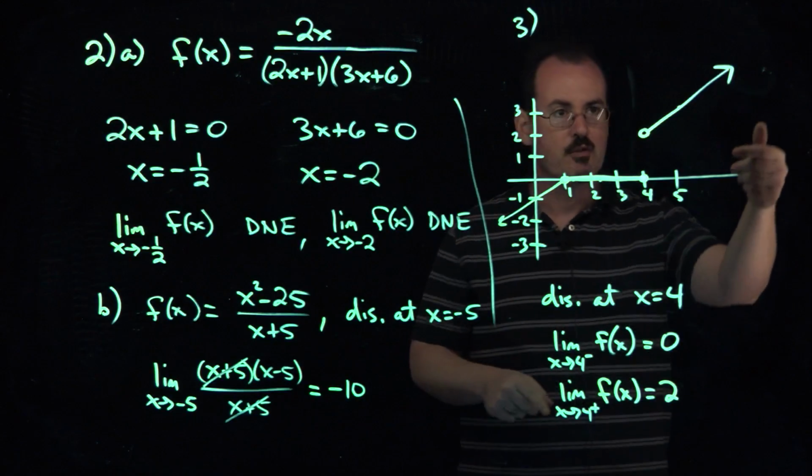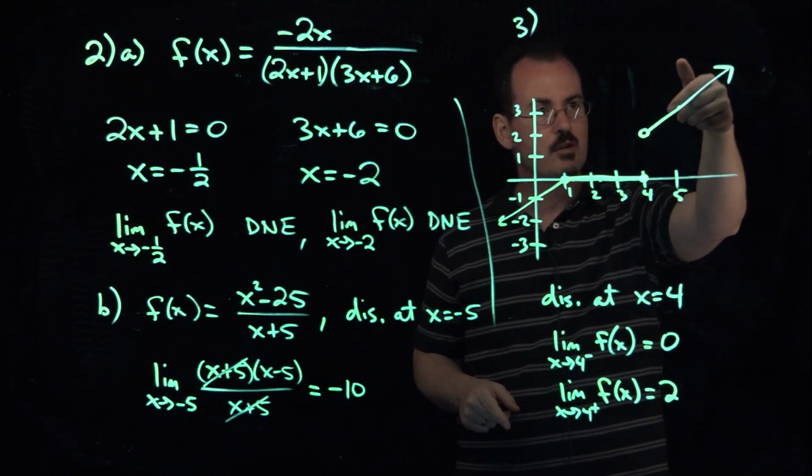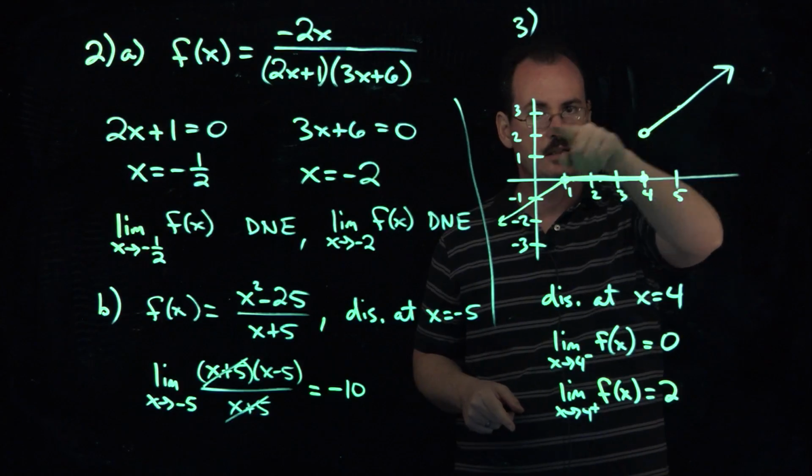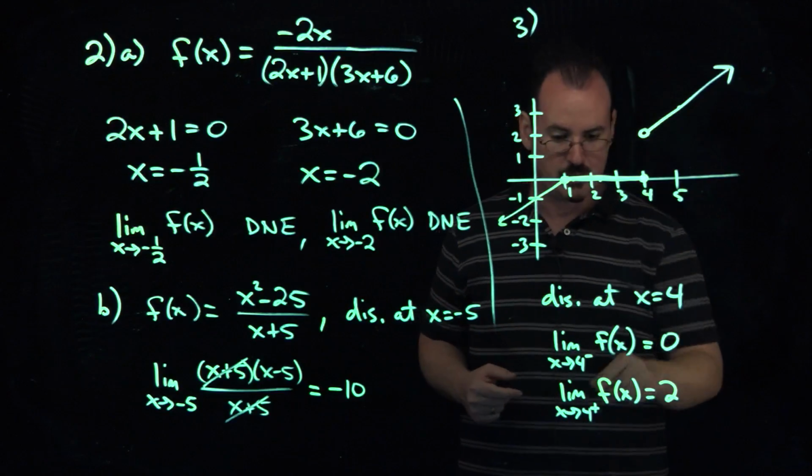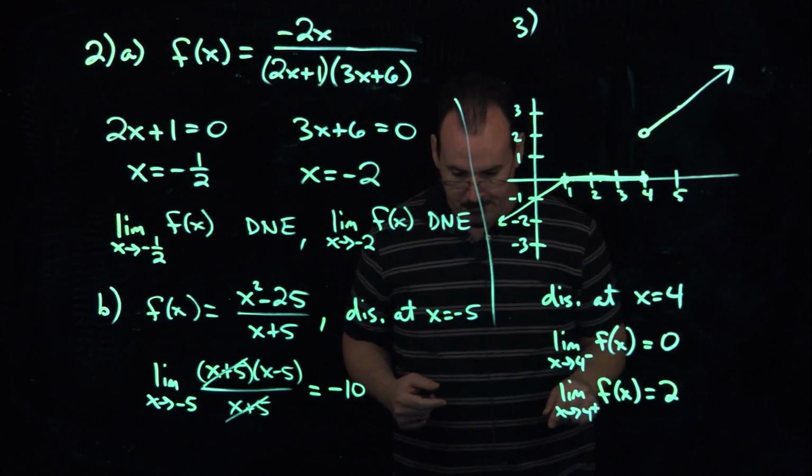If I'm coming in from the right, then I'm looking at that part of the function. What y value is the function approaching? It seems to be approaching that y value where the hole is. So that's the limit. The limit is 2 as I approach from the right.